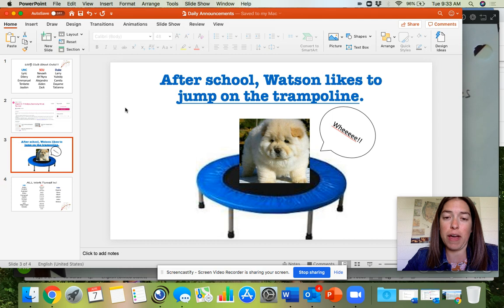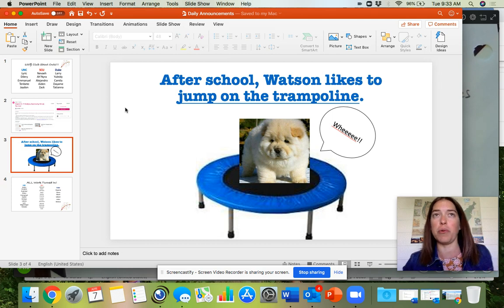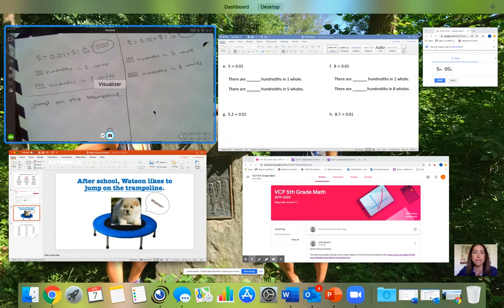He wants to be able to jump high enough to then jump from the trampoline into the pool, but I didn't think that was a very good idea, so I told him he could not do that.